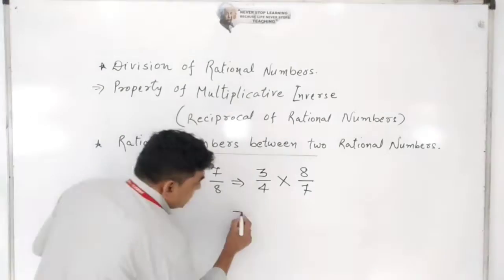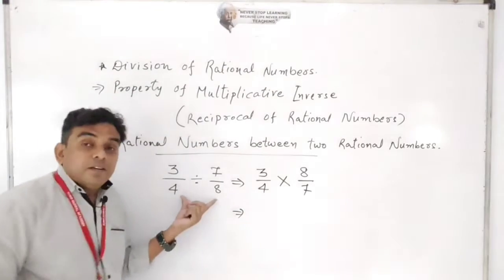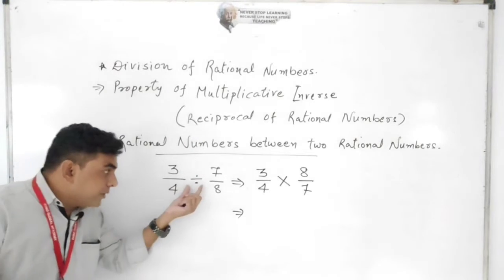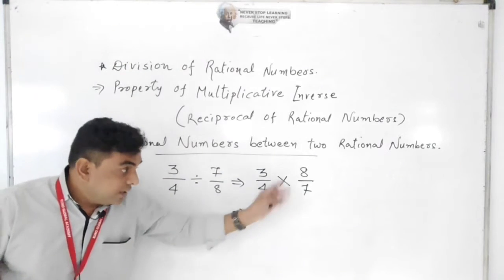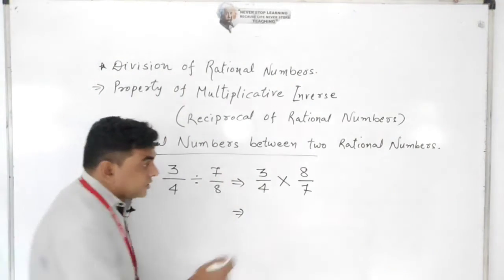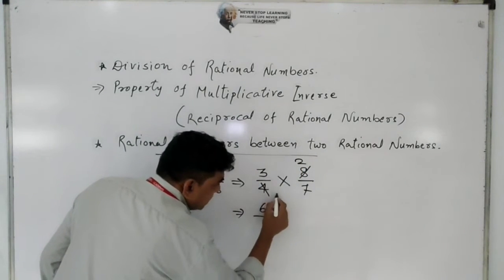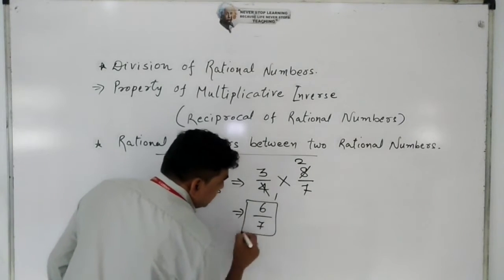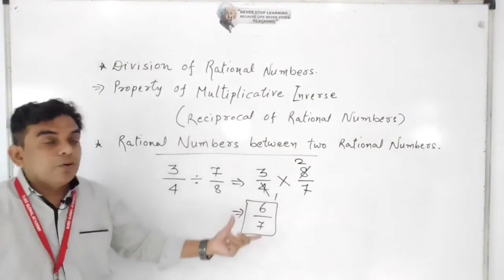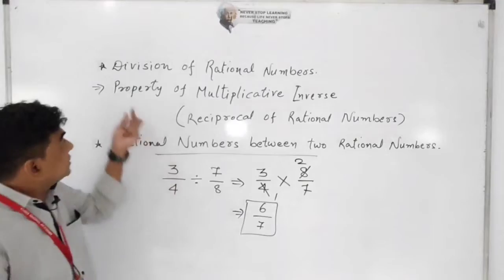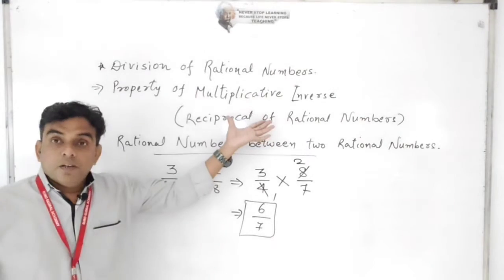Now you can calculate. This is the concept of multiplication, but the sum is related to division. Whenever you get a division operation, you take the multiplicative inverse of the last rational number. Calculate: 4 times 2 is 8, 3 times 2 is 6, and 7 times 1 is 7. So students, this is your answer. You will have to do this kind of operation in division, but first remember the property of multiplicative inverse, then calculate the sum.